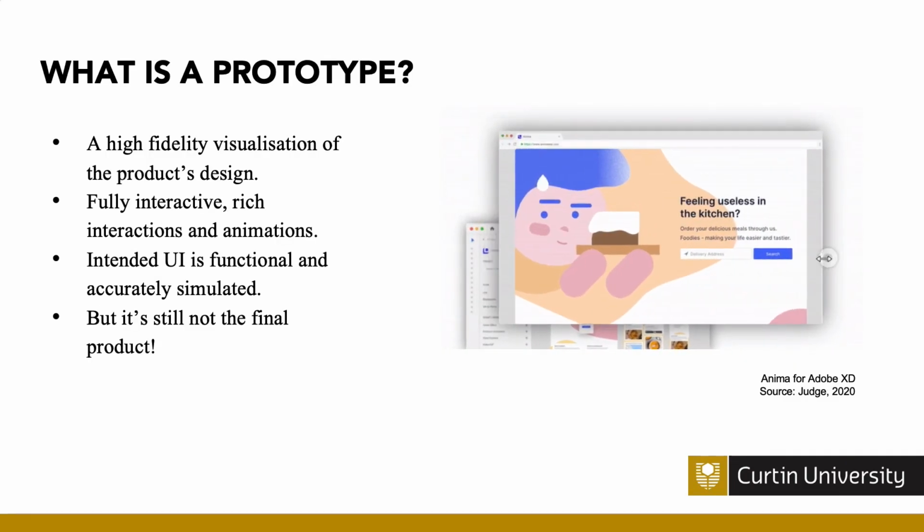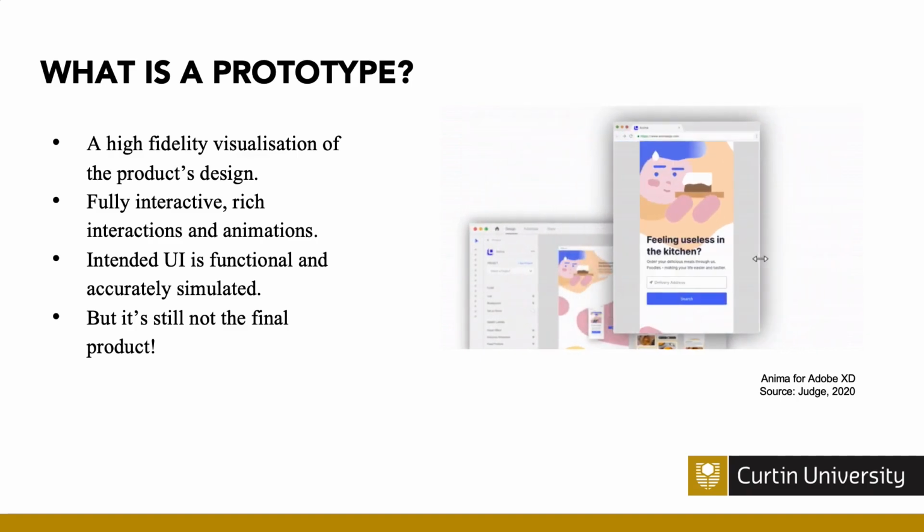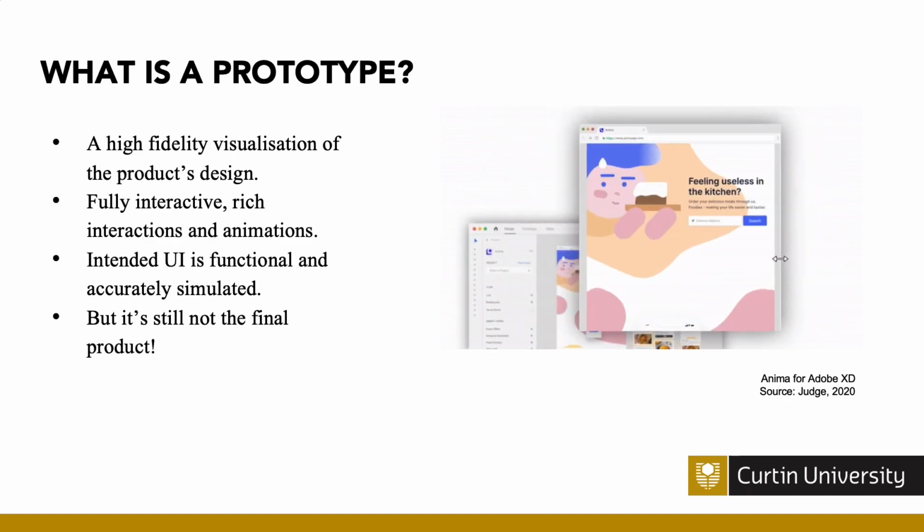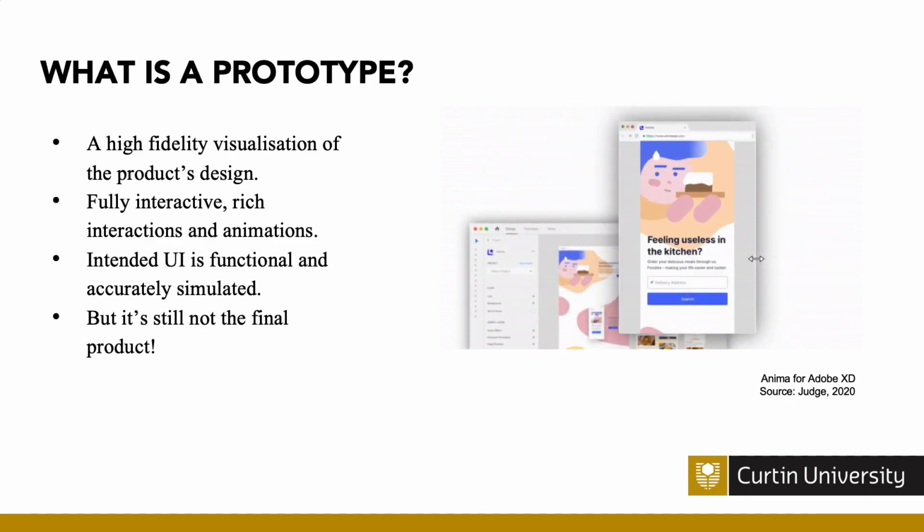Okay, so let's talk about what a prototype is. It's basically a high-fidelity visualization of the product's design. So it's the next step on from creating a mockup. Where a visual mockup is kind of static, it's non-interactive, a prototype is where you actually start to put it together and make it interactive so that people can click on it and engage with it so it feels like the real thing. It's a fully interactive, rich experience that incorporates things like interactions and animations.